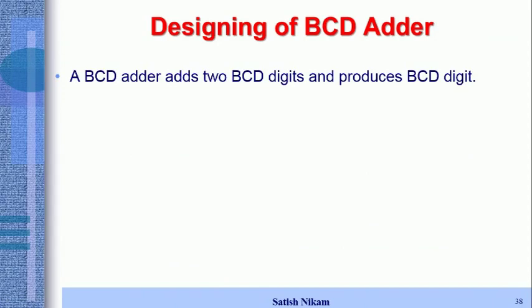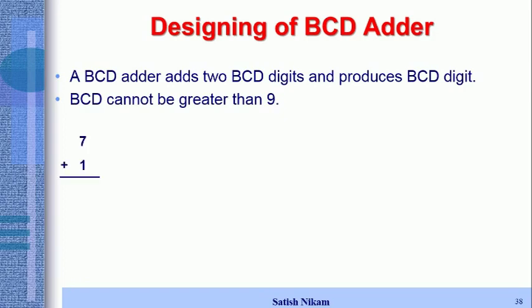A BCD adder adds two BCD digits and produces a BCD digit. You must remember that a BCD digit cannot be greater than 9, which means 1001 is the last 4-bit number in BCD. Now suppose we consider one example for the addition. We have here 7 plus 1, and if we add these two we will get 8.